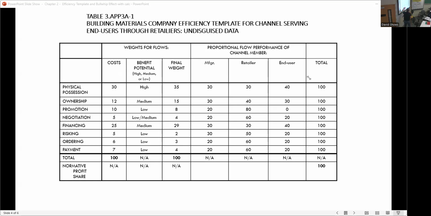So what it says here is that the manufacturer does 30% of the work, retailer does 30%, but the end user does 40%. If we're thinking of wood and materials, just think about the physical possession, the moving of wood, of how important that is. Just think also what the risk that the consumer is if they buy a substantial amount of wood and have to store it while they're building something. There's always the potential for a disaster to come and wipe that out.